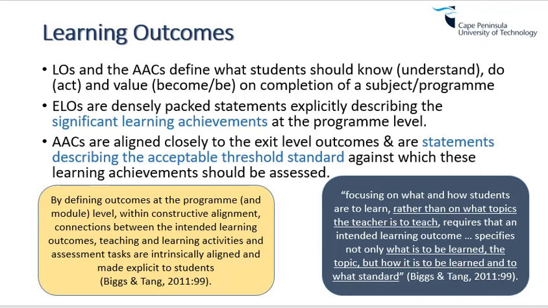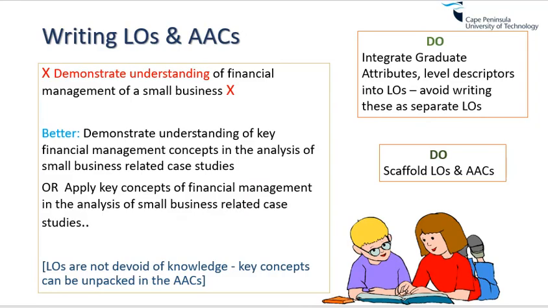So learning outcomes focus on what and how students are to learn rather than on what topics the teacher is to teach. And it requires that an intended learning outcome specifies not only what is to be learned, but how it is to be learned and to what standard. All right? I spent a lot of time explaining something which is actually very, very simple, but let's just see how this unpacks. And people find huge difficulty in writing learning outcomes.